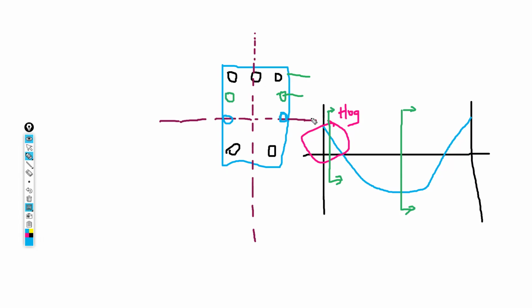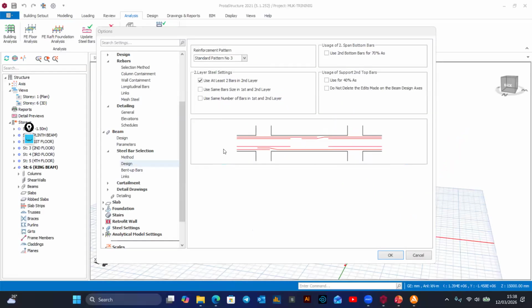unless they are deep beams. It's usually for deep beams that we provide side face reinforcements. Beams which have a depth from 600 onwards, that's when you provide side face reinforcement. So you can leave this option out.